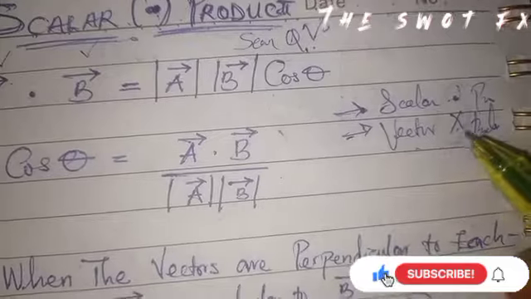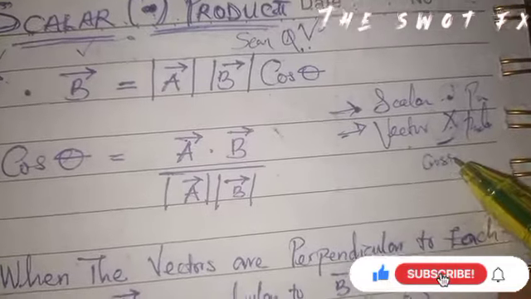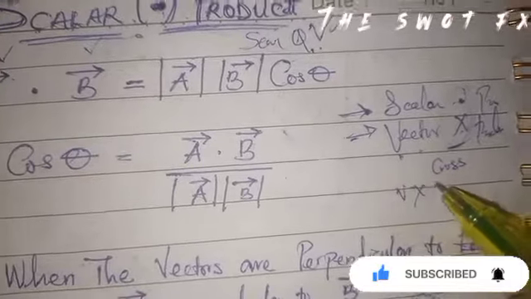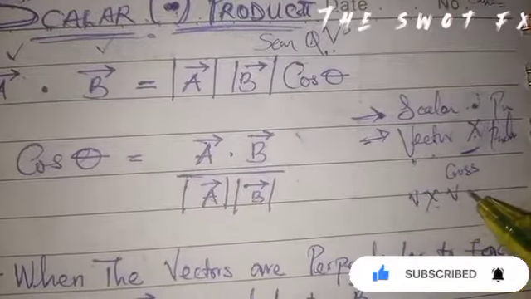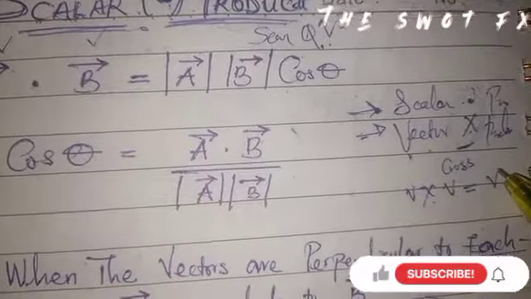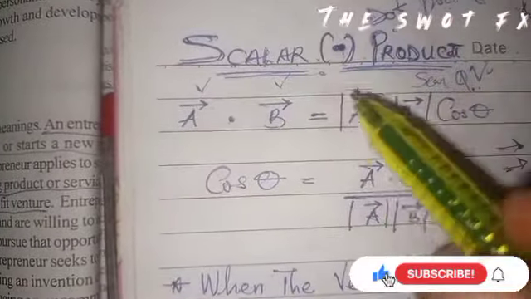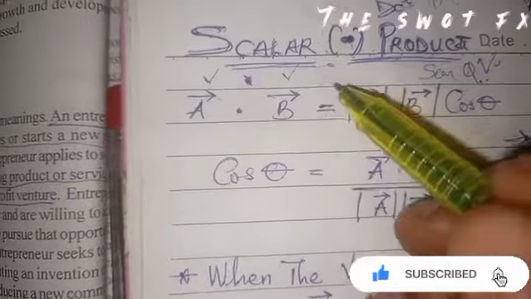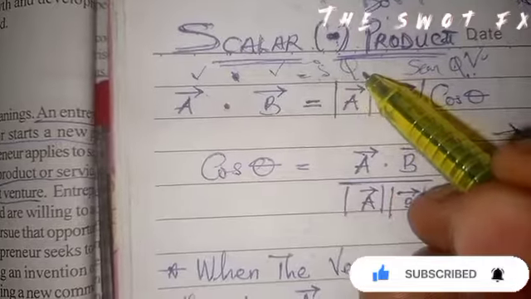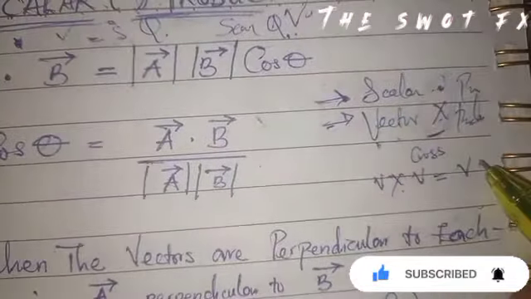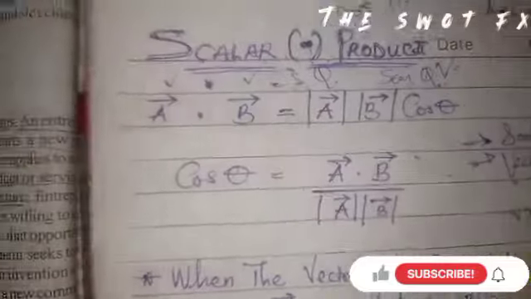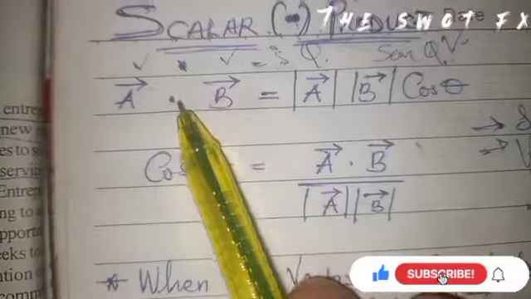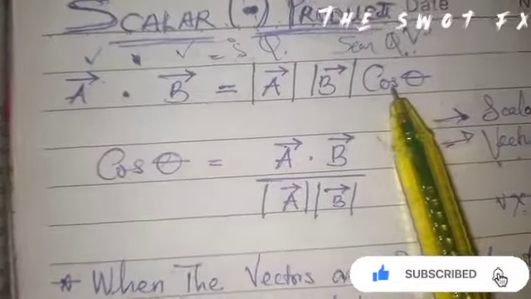But in vector cross product, two vectors, like vector times vector or vector cross vector, will give us a vector. But for scalar dot product, vector dot vector will give us a scalar quantity. But here it will be giving us a vector quantity. Now let's go straight to the point. This is how it is denoted.